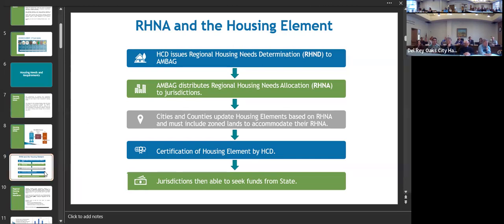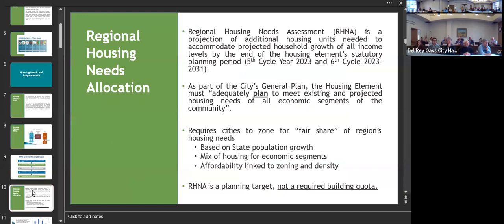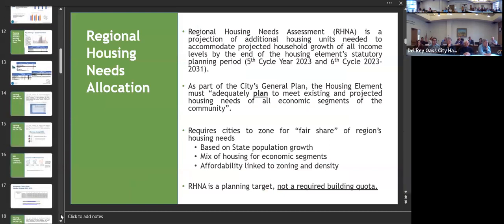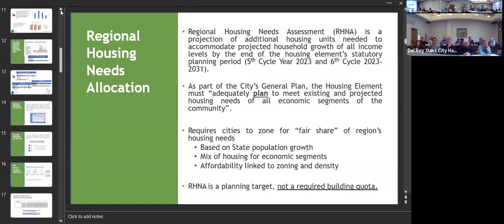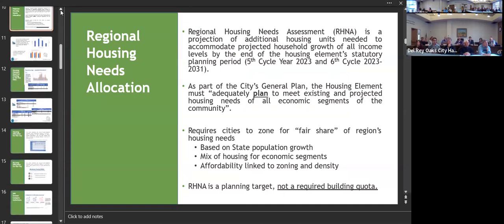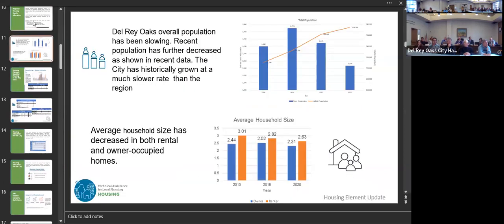The nice part is that when you do a housing element, there are some benefits to it. You can seek funds. The state will sue you if you don't have a compliant housing element. There are a few things that you do want to do.